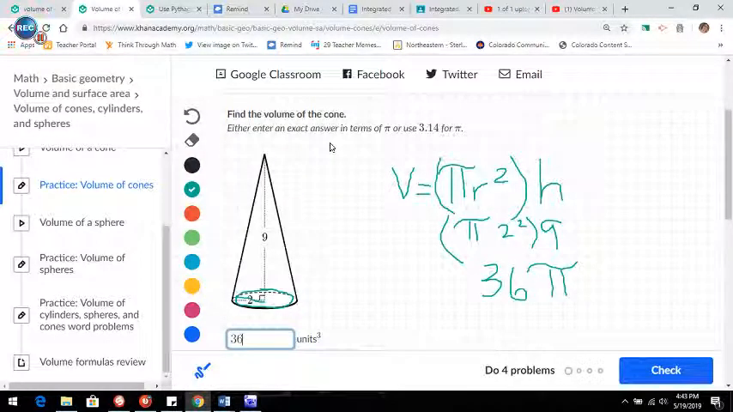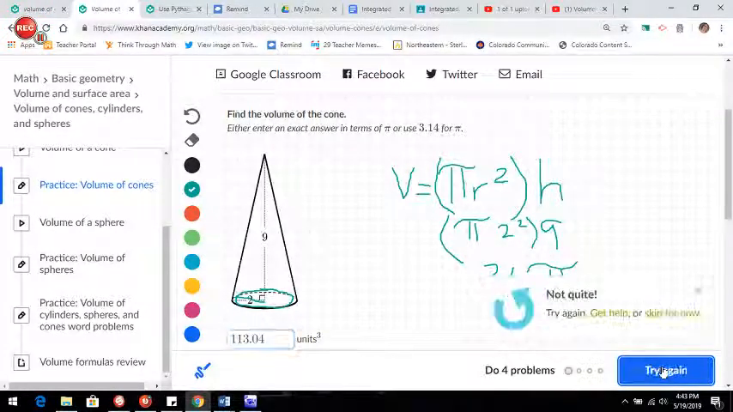Oh, and this one does want us to multiply by 3.14. Okay, so I just multiplied 36 times 3.14. On the test, you can just write your answer in terms of pi. So like for this one, you could have just put 36 pi.